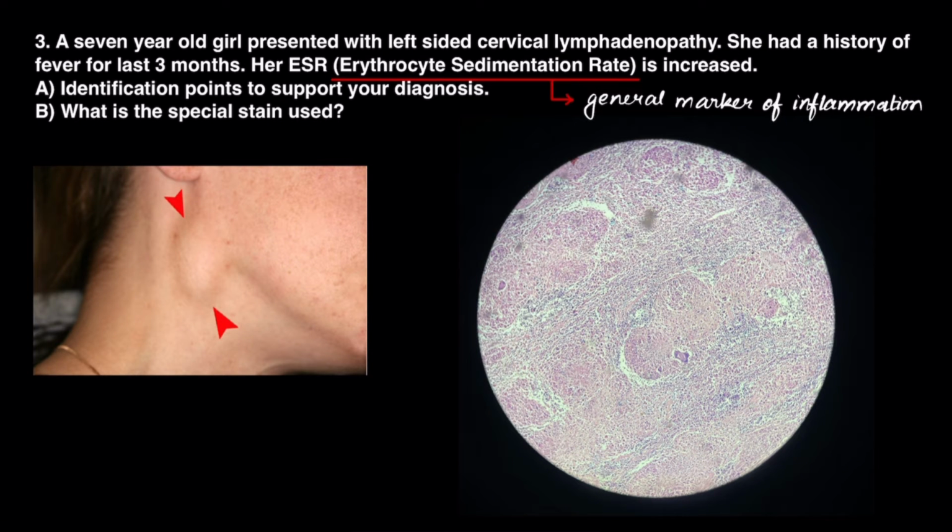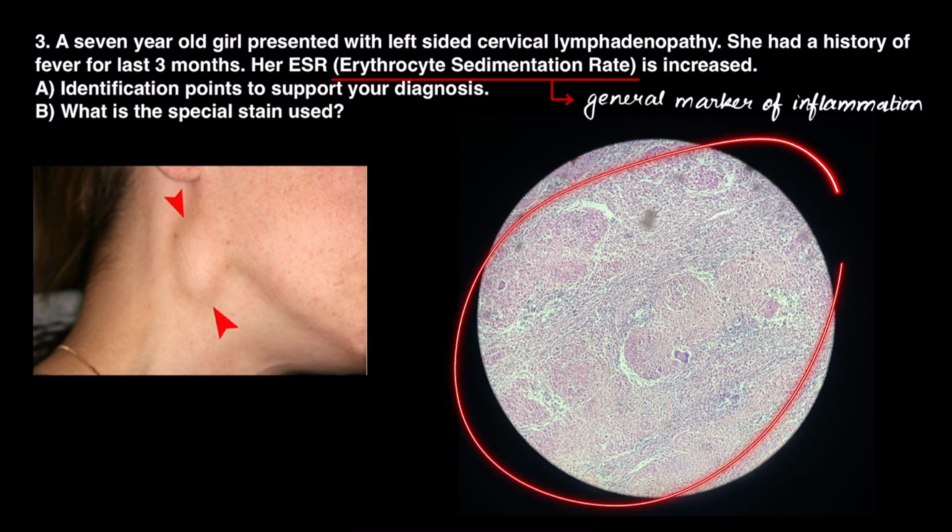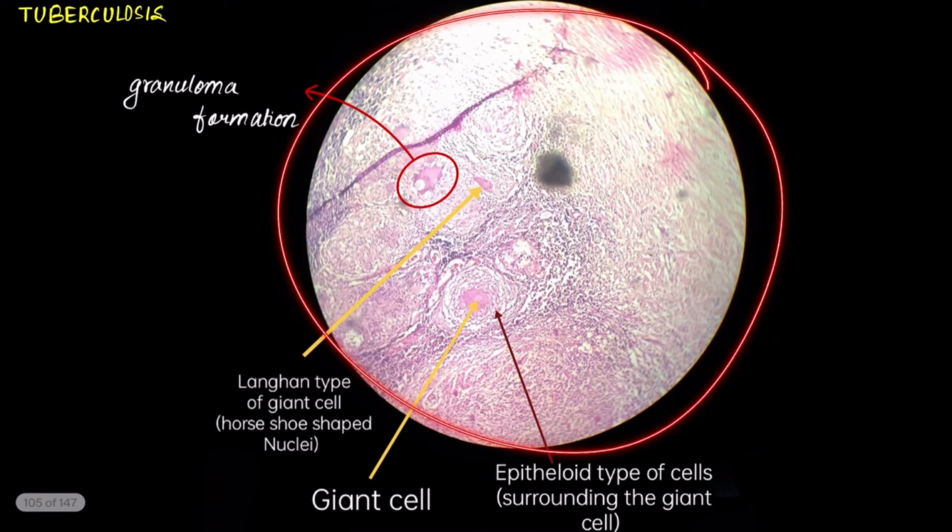Upon blood testing or testing the sedimentation rate of red blood cell, it is seen that the sedimentation rate is increased. This right here is simply a general marker for inflammation. When there is inflammation, the erythrocyte sedimentation rate increases. But the main point is your cervical lymphadenopathy. So there is a high chance that there is infection of Mycobacterium tuberculosis. Let's confirm this with the help of microscopy. Here's your microscopy.